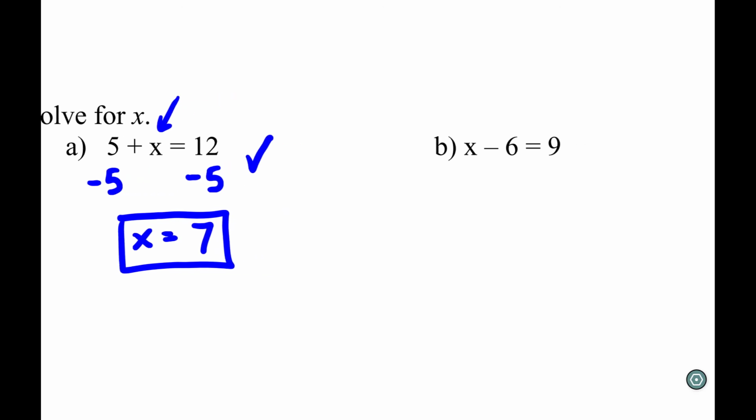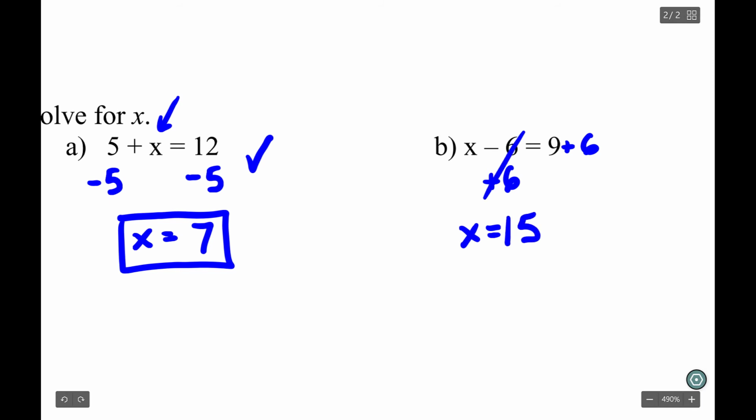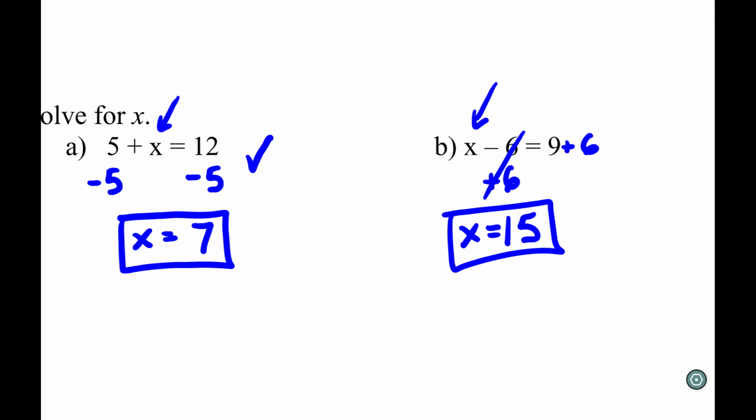I have x minus 6 is equal to 9. Well, I want to move this 6 to the other side, and the opposite operation of subtraction is addition, so I would add 6 to the other side. So 9 plus 6 is 15, so x is going to be equal to 15. Now, if I want to check it, I could substitute 15 into this spot and go 15 minus 6, and I would get 9, and I know I've done it right.